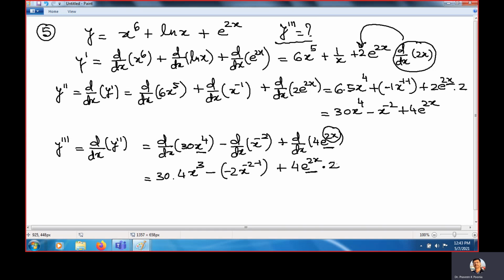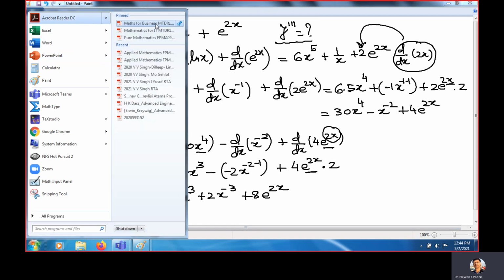And 2x differential is 2, because differential of x is 1. 30 times 4 is 120 x power 3, minus plus 2 x power minus 3, and plus 4 times 8, it is e power 2x. So dear friends, these are the questions.